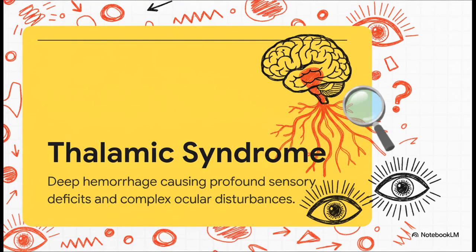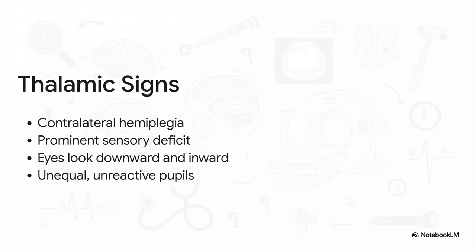Now, if we shift our focus just slightly over to the thalamus, the clinical picture completely changes. A thalamic hemorrhage still hits deep brain tissue, sure, but it causes profound sensory deficits and some highly complex ocular disturbances. This happens because the bleeding tends to extend inferiorly straight into the upper midbrain. So how do you tell a thalamic bleed apart from a putamenal bleed right at the bedside? Well, like the putamen, a thalamic bleed can cause contralateral hemiplegia by pressing on the internal capsule, but it comes with a prominent sensory deficit across all modalities.